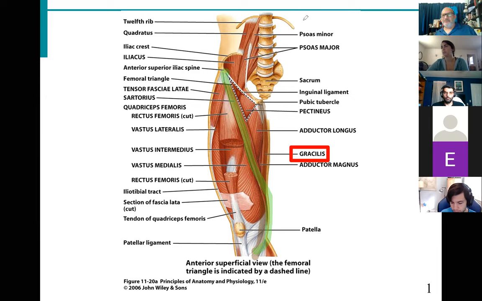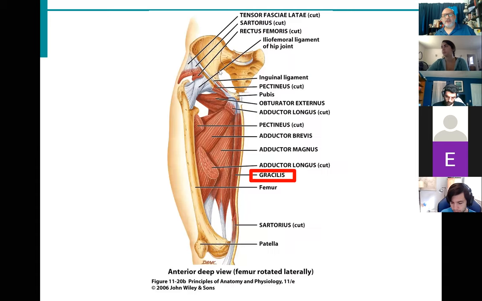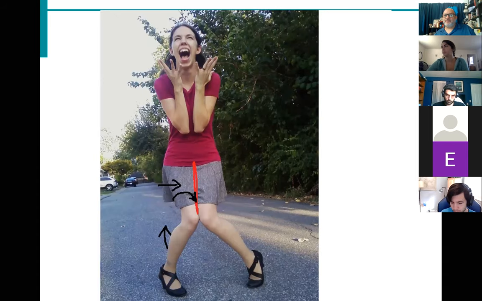Pardon me, the sartorius laterally rotates and abducts. The gracilis brings the legs in and medially rotates it. And I have a former student who was kind enough, like I said, I have students who have to demonstrate this in class, and she demonstrated for us what she referred to as her fangirl pose.